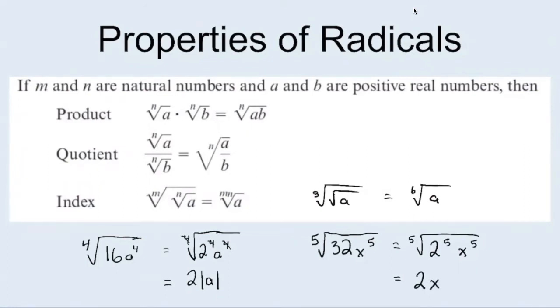So whatever the value of x is will be what it is, whereas whatever the value of a could be positive, could be negative. So just be careful with that when you're dealing with radicals.